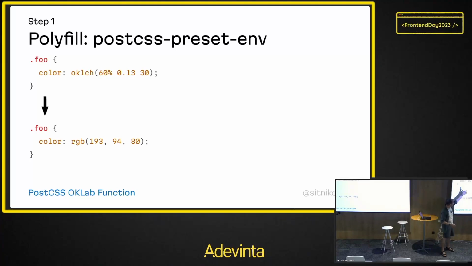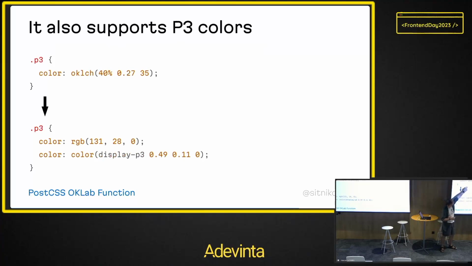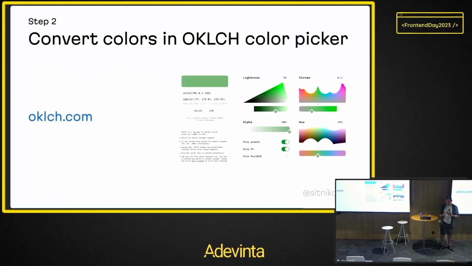There is a very nice polyfill called PostCSS Preset Env, but also there is a very nice tool called Lightning CSS. This is like a new PostCSS written in Rust. So use it if you can. But if you already have PostCSS, use this polyfill. It will compile OKLCH to RGB, but it could also support P3 colors and convert them to the special P3 format.